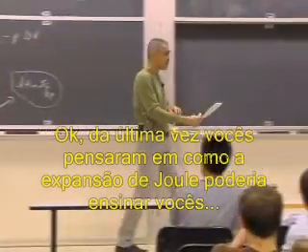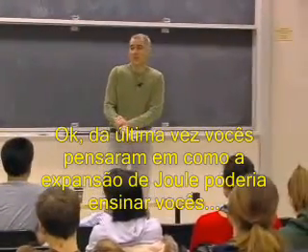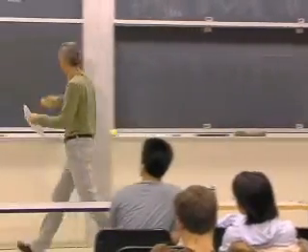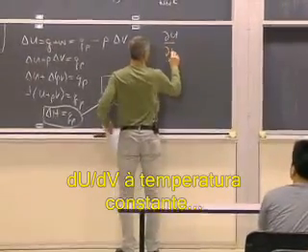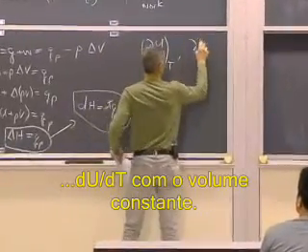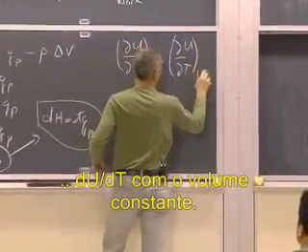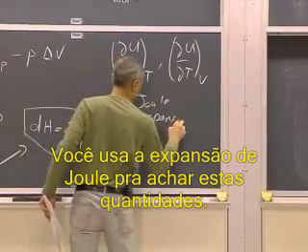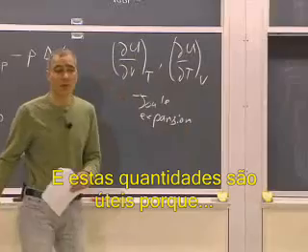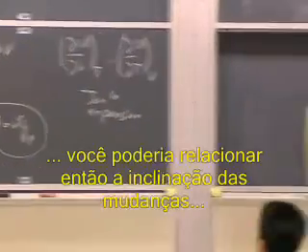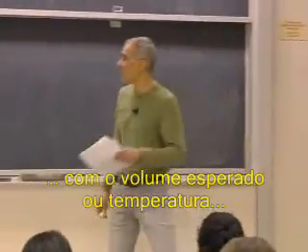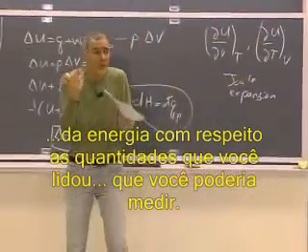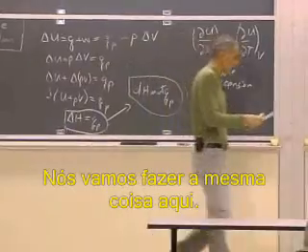OK, so now, last time you looked at the Joule expansion to teach you how to relate derivatives like dU dV under constant temperature, dU dT under constant volume. You use the Joule expansion to find these quantities. And these quantities were useful because you could relate then the slope of changes with respect to volume or temperature of the energy with respect to quantities that you understood, that you could measure. And we're going to do the same thing here.